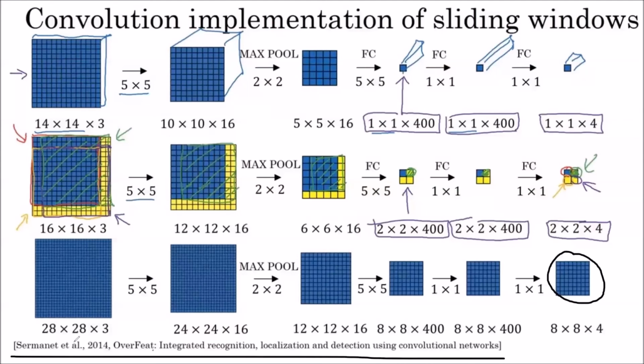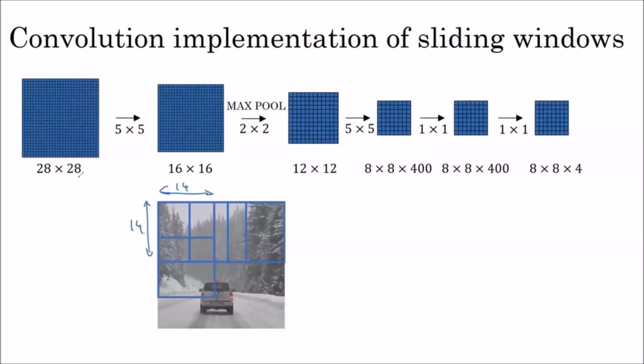This concept was explained in a paper published in 2014, and the title is OverFeat: Integrated Recognition, Localization and Detection Using Convolutional Networks. So this is how we considered an image of 28 by 28, with the same filters, and finally we got the 8 by 8 by 4 output.